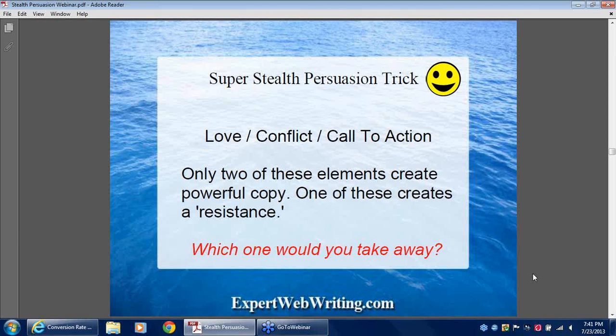Carol says conflict. Tom says call to action. Kathy says call to action. Ted says call to action. Perdita says love. Well, that's pretty negative. Elizabeth says call to action. You guys are doing a pretty good job here. Jay says a call to action. Vicky says conflict. Barbara says love again. Elizabeth says conflict. She changed her mind. Kim says call to action.